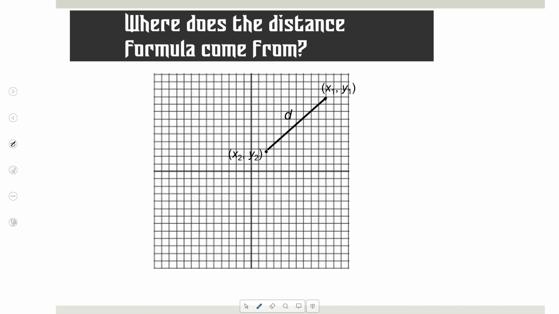In order to find the distance, I need to know two things: the difference between their x coordinates and the difference between their y coordinates. And so I get that set up. You'll notice the biggest thing here is all of a sudden I have a triangle. Since the difference between the y coordinates is a vertical line and the difference between the x coordinates is a horizontal line, I end up with a right triangle, where the hypotenuse is D.